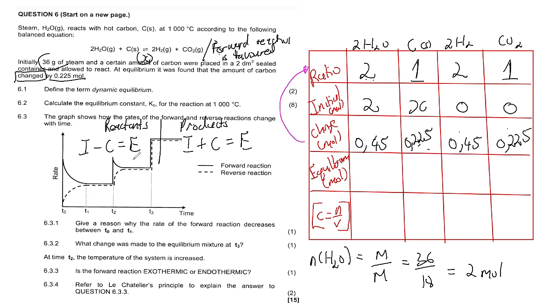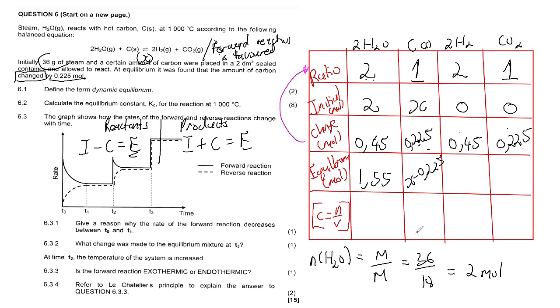If we want to find the number of moles at equilibrium, note for the reactants we have to subtract, and for the products we have to add. Subtract on the reactants because we are using up the reactants. Add on the products because we are forming the products. So that is 2 minus 0.45. We get 1.55. And then here, there will be x minus 0.225.